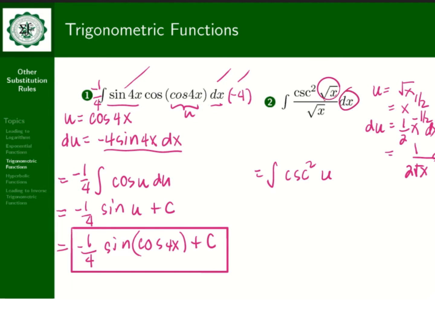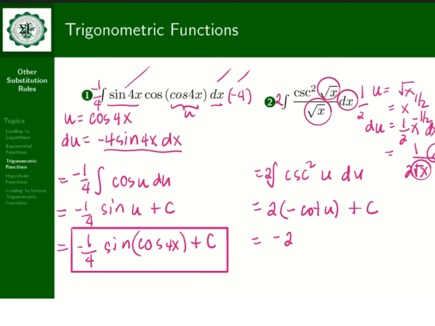Now dx over square root of x together with 1/2 will form our du, but we need to correct by putting the reciprocal of 1/2 outside, so that would be 2. And then we use the formula 2 times the integral of cosecant squared u is negative cotangent of u plus c. So this is the same as negative 2 cotangent of square root of x plus c.